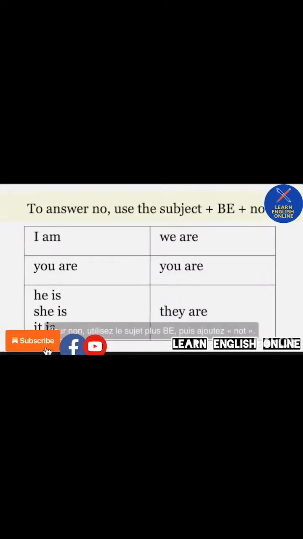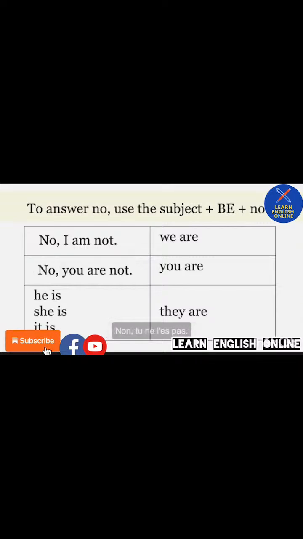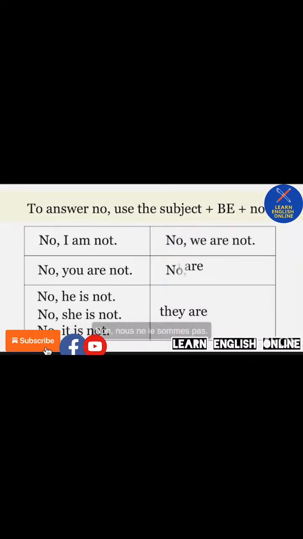To answer no, use the subject plus be and then add not. So here's the chart again. We add no to the front, a comma, and then not at the end. No, I am not. No, you are not. No, he is not. No, she is not. No, it is not. No, we are not. No, you are not. And no, they are not. These are the short answers for the no answer, but remember we can also use contractions.